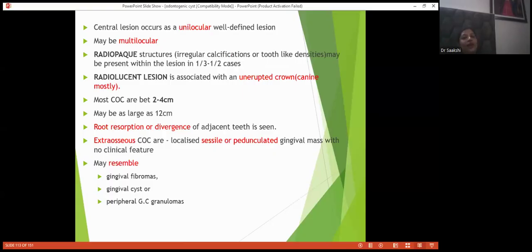The central lesion usually occurs as unilocular, and if it is a radiopaque structure, it shows irregular calcification of tooth-like densities which may be present within the lesion in a ratio of 1:3 or 1:2 cases. The radiolucent lesion is usually associated with an unerupted crown, mostly in the canine. They may be as large as 12 centimeters. This is a very important thing to remember, that its size grows the most, that is 12 centimeters. Root resorption or divergence of adjacent teeth is seen and it may resemble gingival fibroma, gingival cyst, or peripheral central giant cell granuloma.